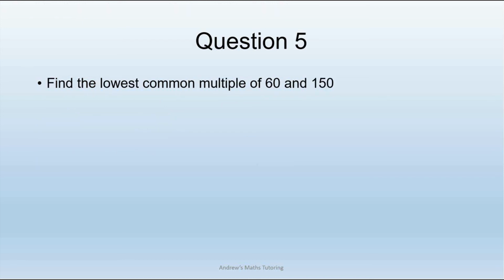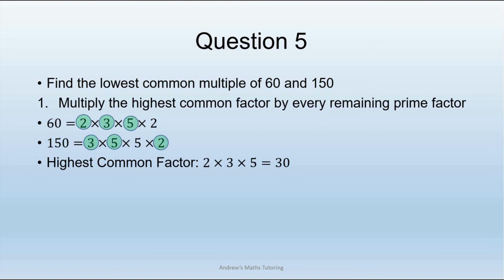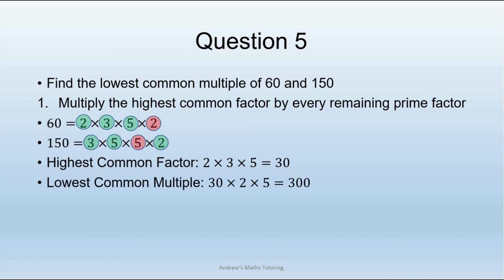Question 5 asked us to find the lowest common multiple of 60 and 150. To find the lowest common multiple, we need to multiply the highest common factor by every remaining prime factor. Well, we just worked out our highest common factor, and that was 30. We need to identify what the remaining prime factors are. So these are circled in red, and these are 2 and 5. These were the only numbers that didn't get circled when we were trying to identify the highest common factor. To work out our lowest common multiple, we take the number 30, which was our highest common factor, and then we multiply it by 2 and 5, which were our two red circles.